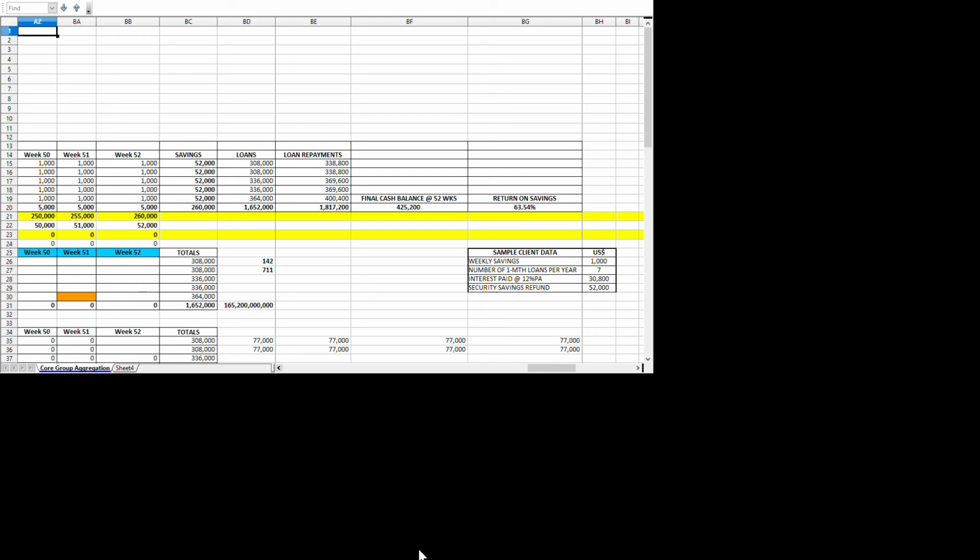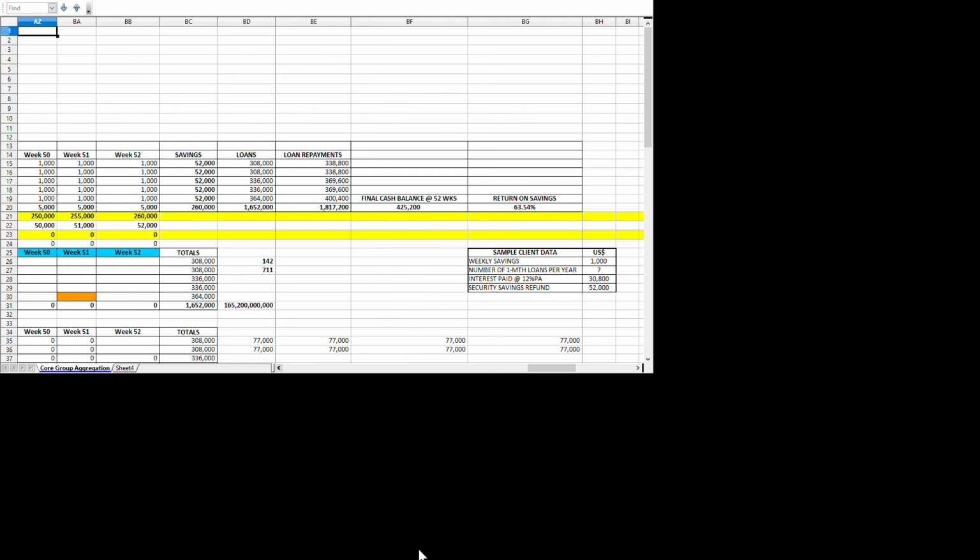But remember now, the members only saved 260,000. They used their own money, borrowed their own loans, made the loan repayments, and at the end of the year they have 425,200. That shows a 63.54% rate of return on the savings. They have increased their savings from 260,000 to 425,200. So that shows clearly that using this methodology, you can grow your own money in your own community by 63.54%.